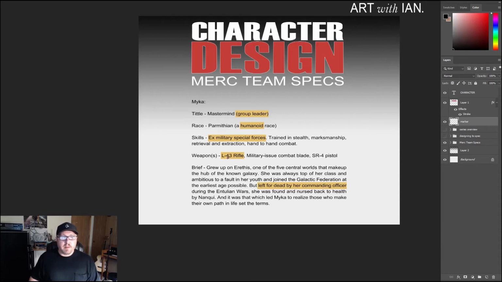And then weapons, I highlighted the L43 rifle because a rifle feels like that might not be something every character has. Whereas a knife, maybe they all have a knife, or maybe they all have a pistol or something. But a rifle, this laser rifle, L43 rifle, might be unique to her character. And so you don't want all of the characters holding the same weapon. So that's why that got highlighted.